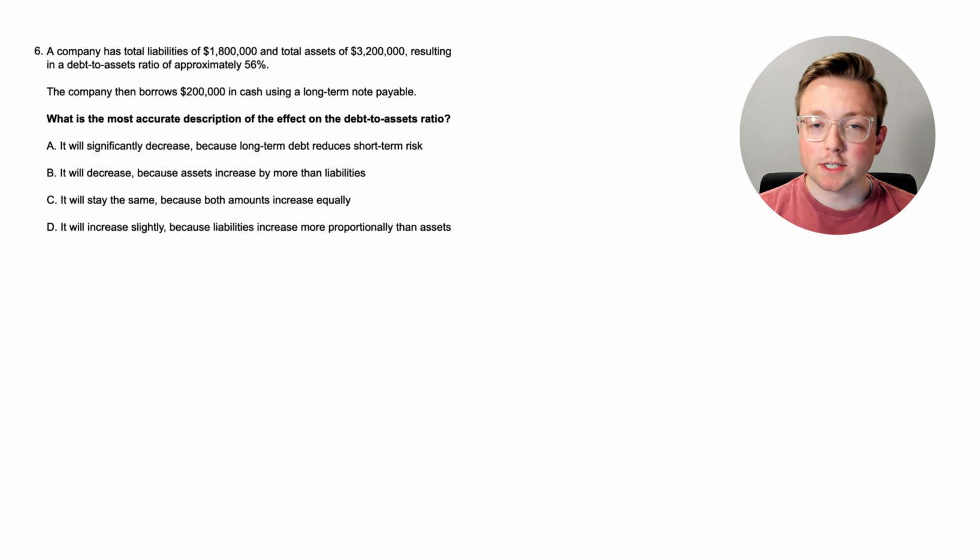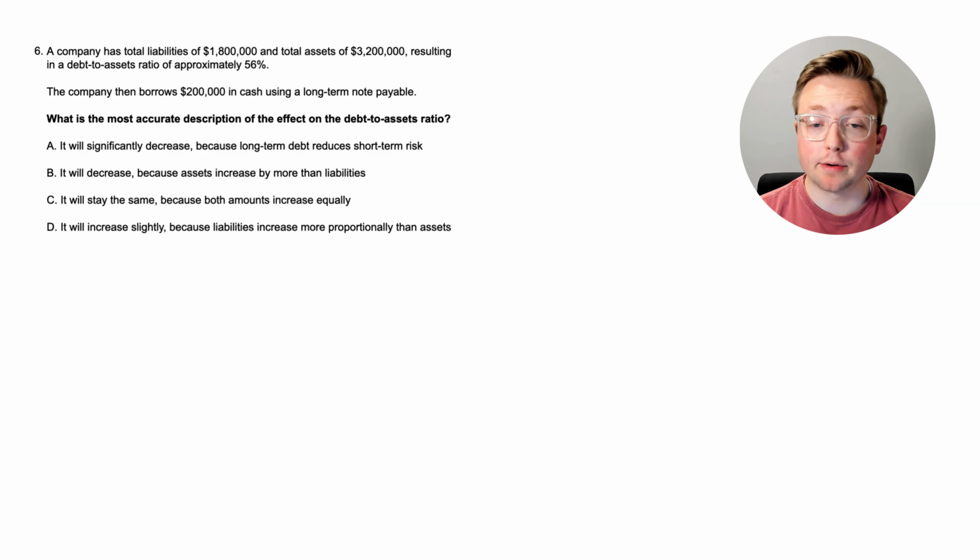All right, here we are at question 6. What is the most accurate description of the effect on the debt to assets ratio? Let's go up to the top. A company has total liabilities of $1,800,000 and total assets of $3,200,000, resulting in a debt to assets ratio of approximately 56%. The company then borrows $200,000 in cash using a long-term note payable.